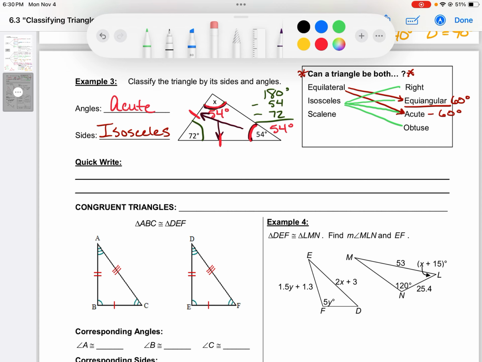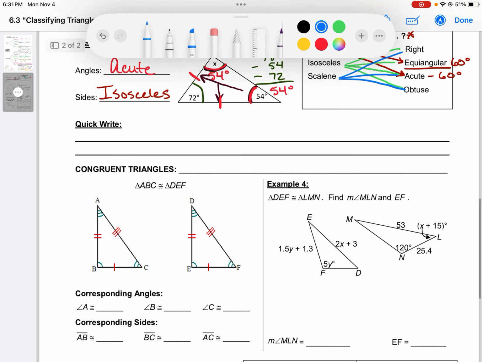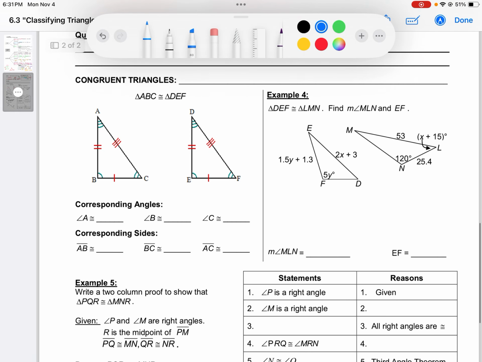And then lastly, a scalene triangle, a triangle with no equal sides, zero equal sides. Well, it could be a right triangle. Oh no, I meant to switch to my pen, sorry. It could be a right triangle. It couldn't be equiangular though. Can't be that. Could be acute. Could be obtuse. All right, so just because we're classifying by sides or angles doesn't mean that some of these categories don't cross over.